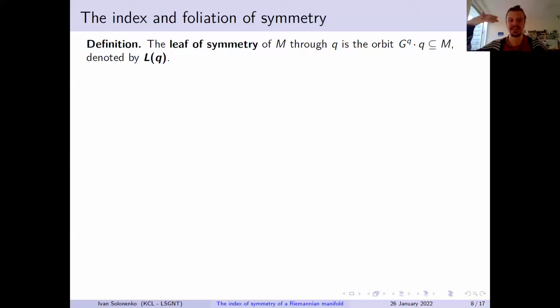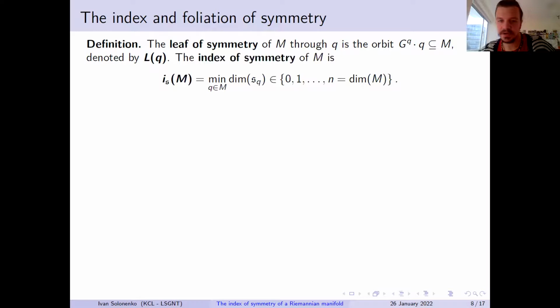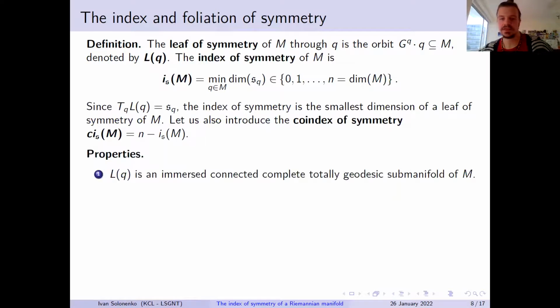In general, if you take some subspace of the tangent space at some point of a Riemannian manifold and apply the exponential map, the image will be horrible. It may self-intersect, it may be degenerate at some point, it won't be a submanifold. But in this case, we know that this will be an orbit of some Lie subgroup. So this is a nice, immersed, in general not closed, submanifold, and it is complete and totally geodesic.